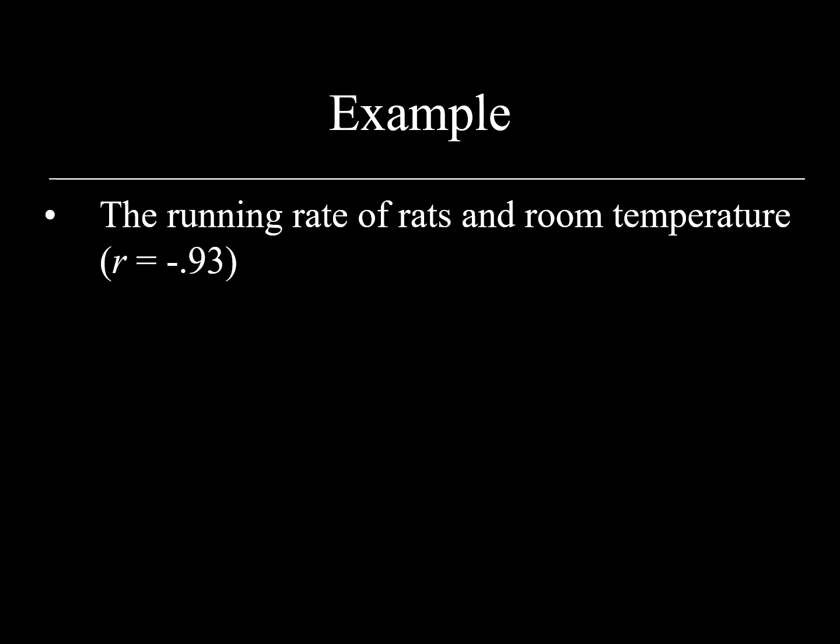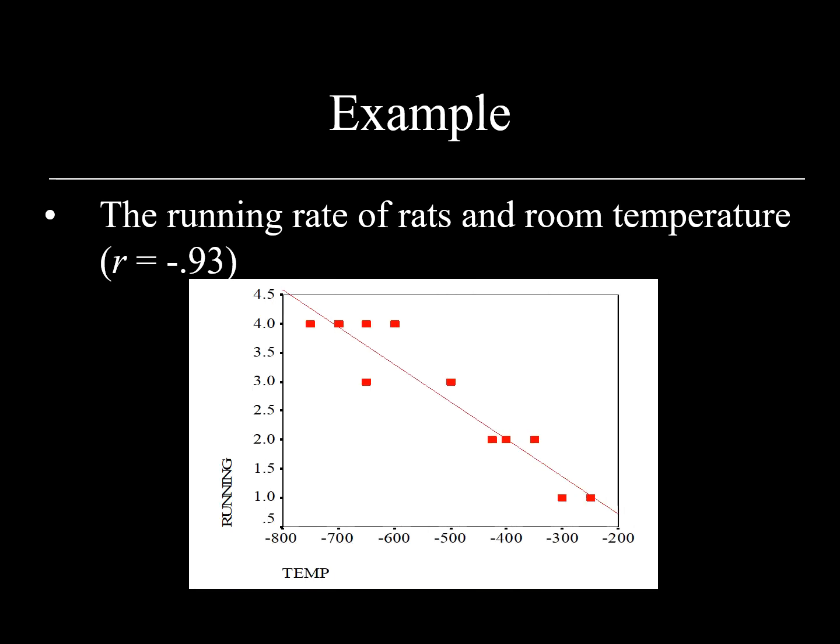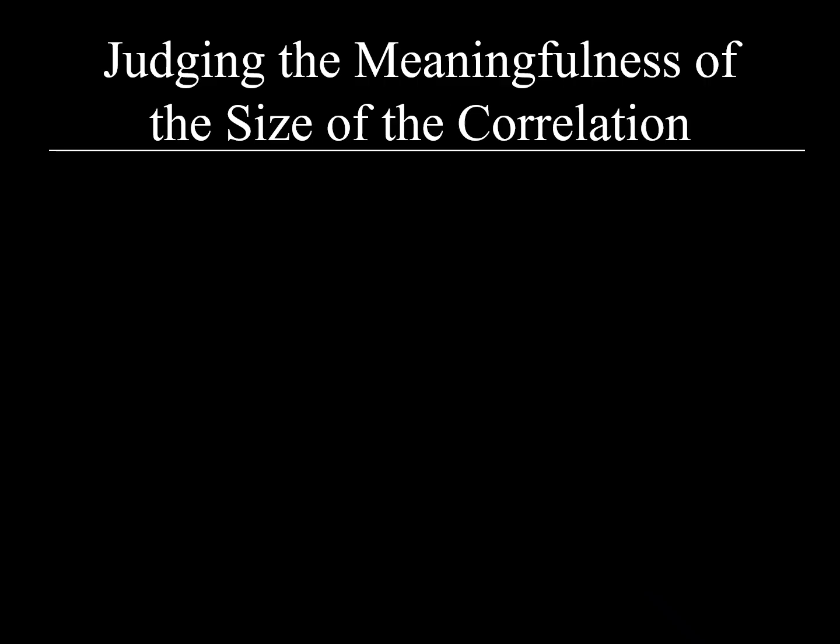And finally, let's look at a strong relationship, the running rate of rats to room temperature. This is from behavioral science, and here we find an R of -0.93, and we can take a look at that. The temperature here is being measured fairly arbitrarily, but it basically represents as the room gets hotter, the rats run less and less in a maze. And again, we see this relationship, and each one of these data points is the rat's score on these two things. So we're finally needing to measure the meaningfulness or the size of the correlation.